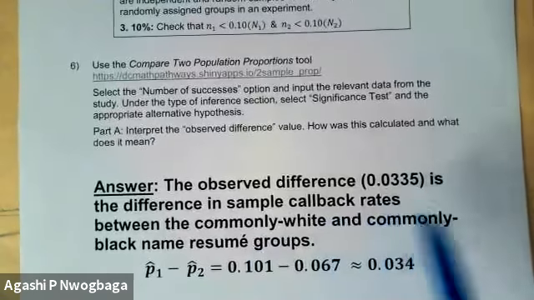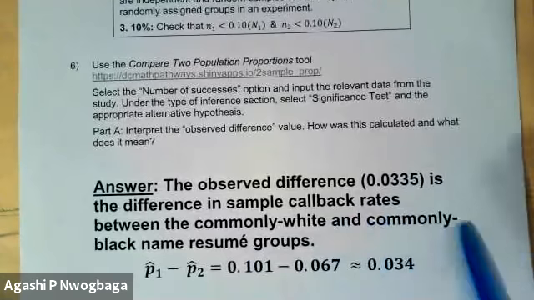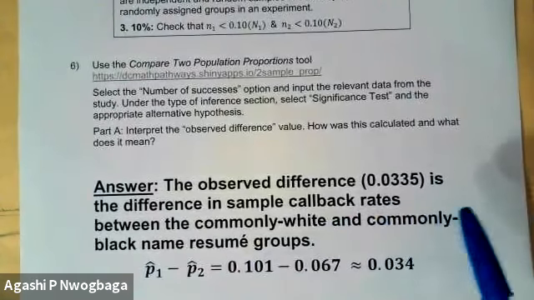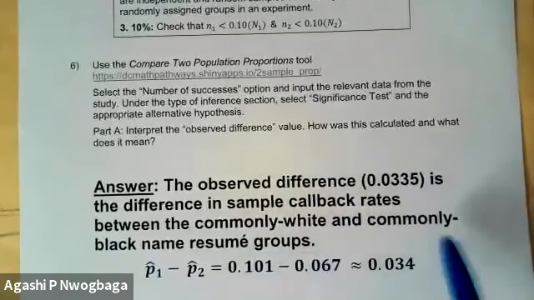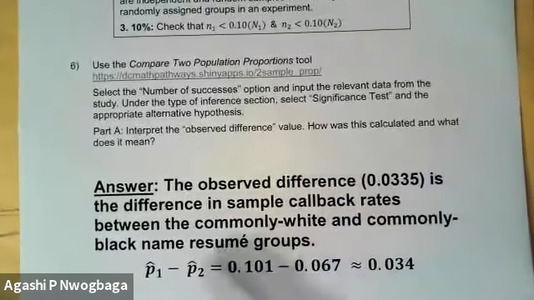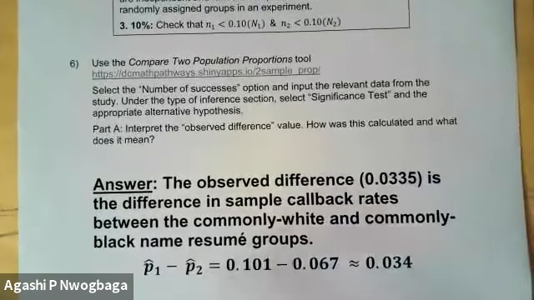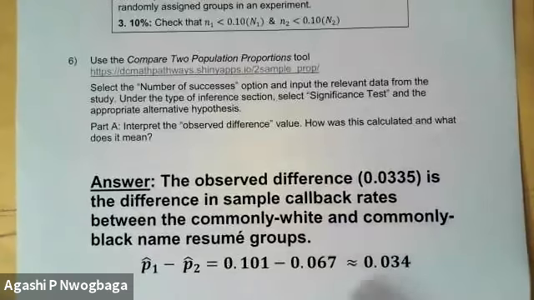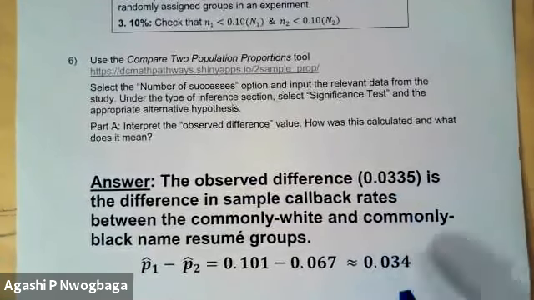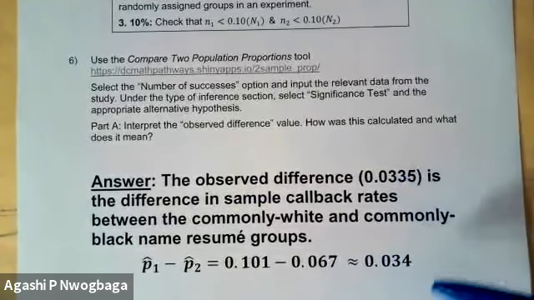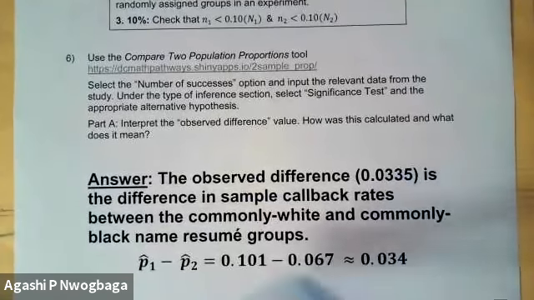The observed difference is 0.0335. The app gives it, but we can get it by subtraction. It's the difference in sample callback rate between the commonly white and commonly black name resume groups. p1 hat minus p2 hat is 0.101 minus 0.067. This will give us 0.0335, which rounds to 0.034. So if you round this number, we'll get this. And we'll get it by subtracting the proportions we got before.